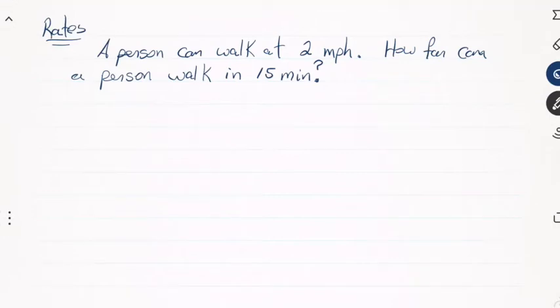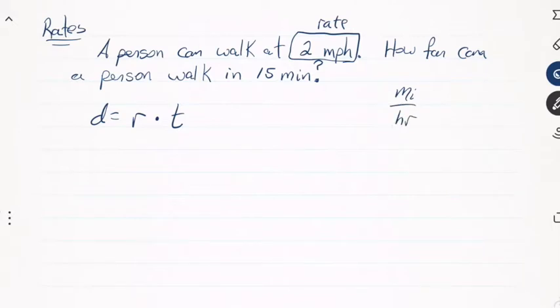So there's a formula for distance. It's equal to rate times time. And the rate in this case is 2 miles per hour. And the reason that it's a rate is because you can write it as a fraction, miles per hour. So anytime you can have two measurements with the word per in between it, it's considered a rate.